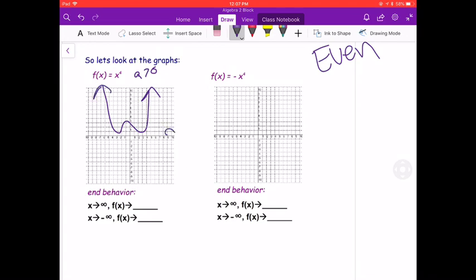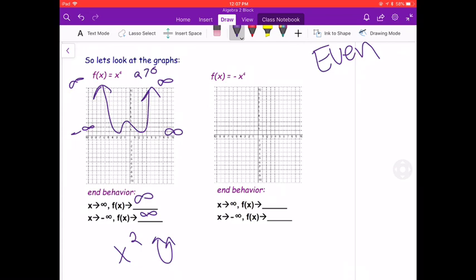But as you go to the right, to positive infinity, your function goes up. As you go to negative infinity to the left, the function goes up. So it behaves the same way as those parabolas. When you had a positive x squared, the end behavior was the same.